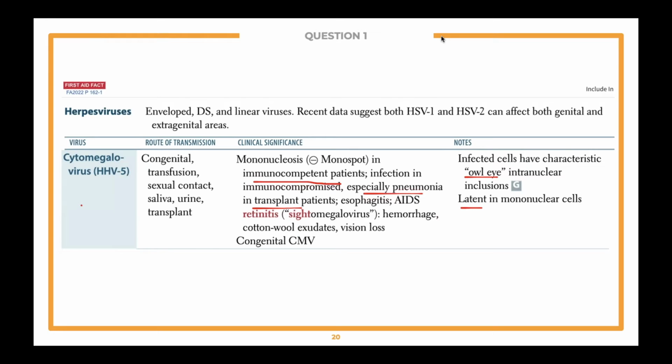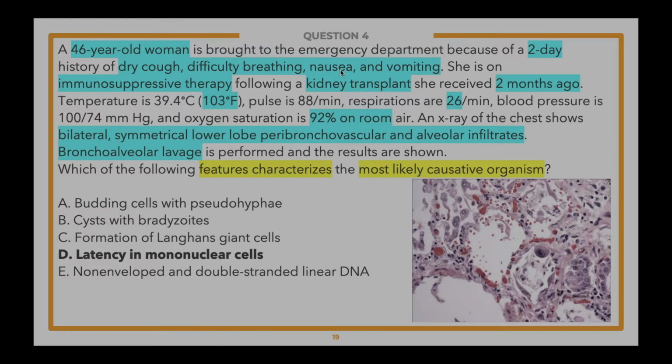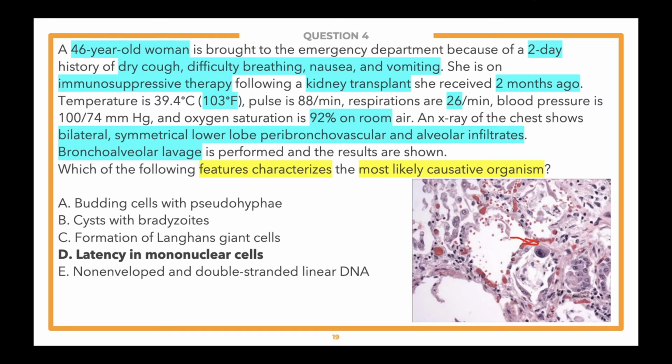If we go back to our question and the other answer choices, answer choice E would be getting at an adenovirus, which is a little bit different. Formation of Langerhans giant cells would be more consistent with a mycobacterial infection. Answer choice B, cysts with bradyzoites, would be more consistent with something such as Toxoplasma gondii, which more commonly causes brain abscesses. And lastly, Candida infection is more of a fungal infection. So the best answer choice here would be D.